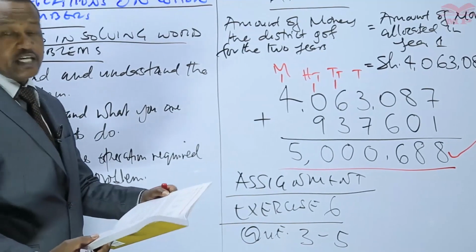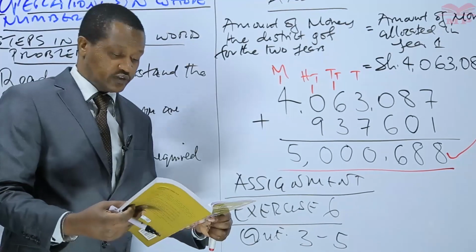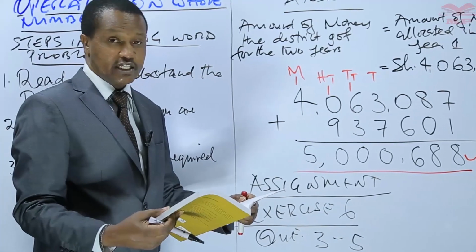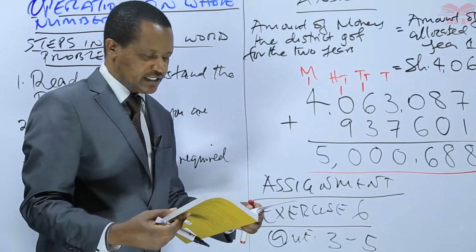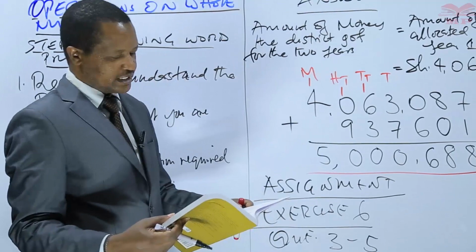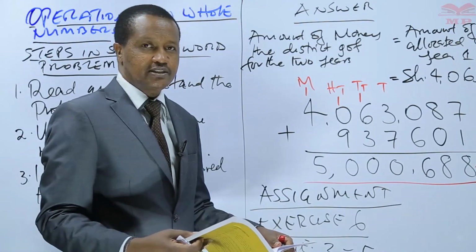Like question 3 says, a bus traveled from Nairobi to Eldoret, a distance of 312 kilometers. Later, the bus went on for another 68 kilometers to Kitale, and then a further 356 kilometers to Lodwar. What distance in kilometers was covered by the bus?